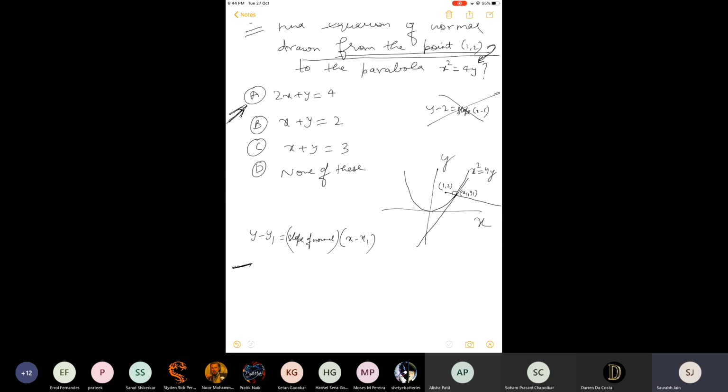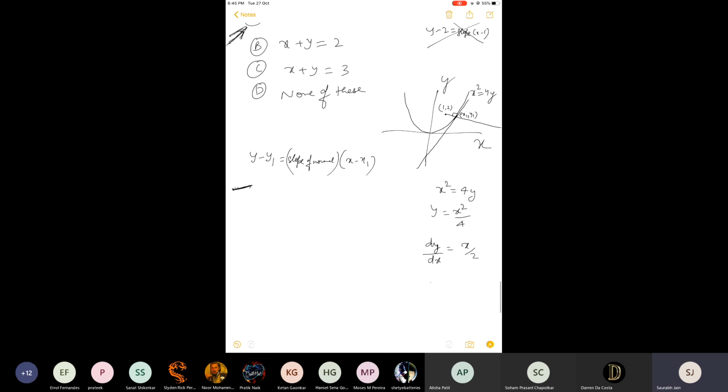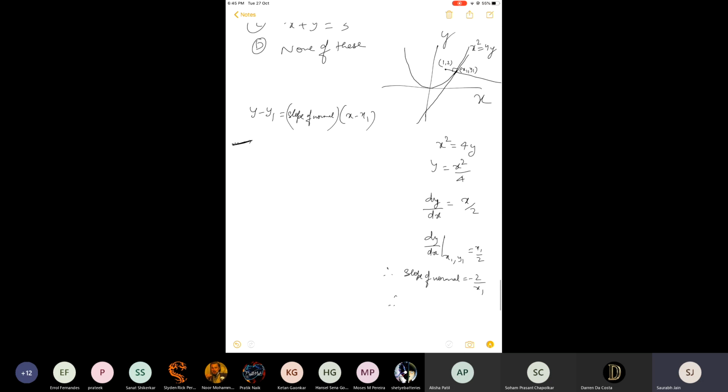So now what to do? Listen, x square equals 4y, y equals x square by 4. Differentiate. dy by dx is 2x by 4, that is x by 2. You are finding this at x1 y1, so it will become x1 by 2. So what about the slope of the normal? The slope of the normal becomes minus 2 by x1. And this minus 2 by x1 can be equated to y1 minus 2 upon x1 minus 1.